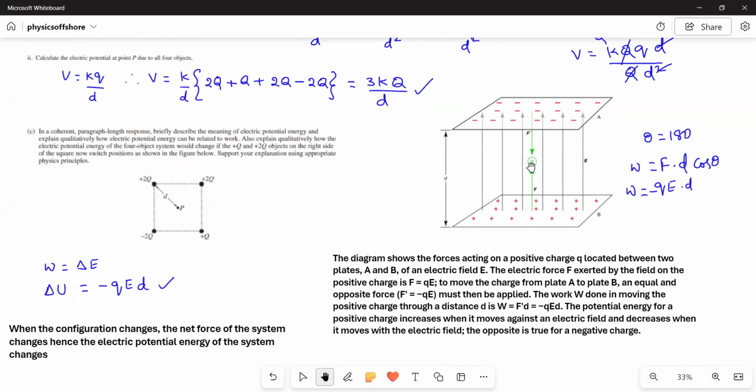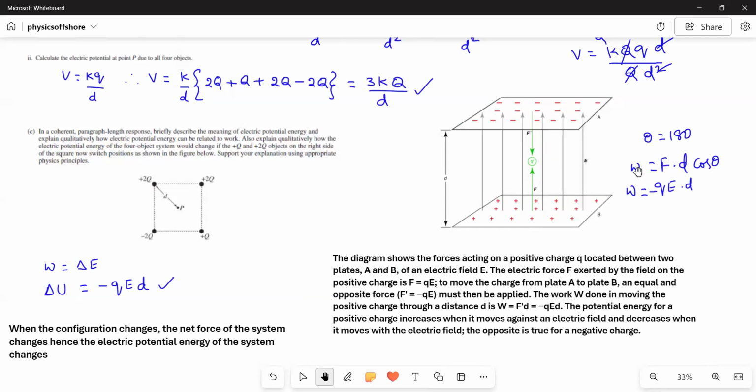Because this is a unit positive charge, this is a negative plate and this is a positive plate. The negative plate's field attracts this one and the positive plate's field repels it. So the net force is in this direction. Am I right? Now I am trying to move this unit positive charge towards plate B. This is plate A, this is plate B. That means towards the positively charged plate. For that, I have to apply an external force. Then only can I move the test charge downwards, towards the positive plate.